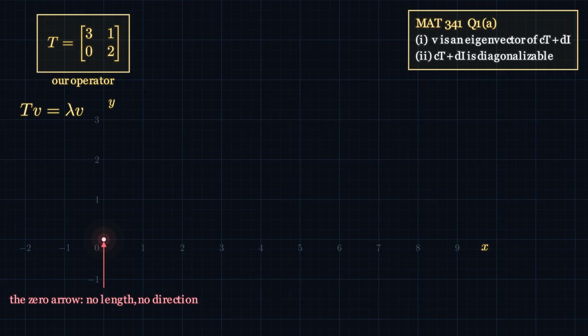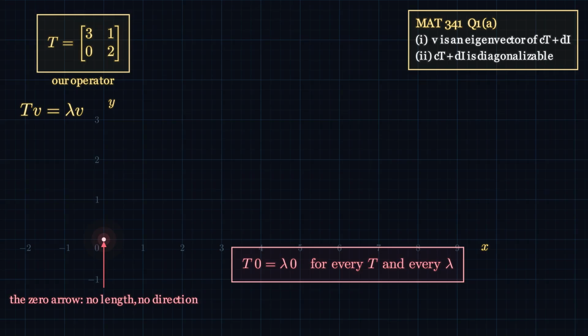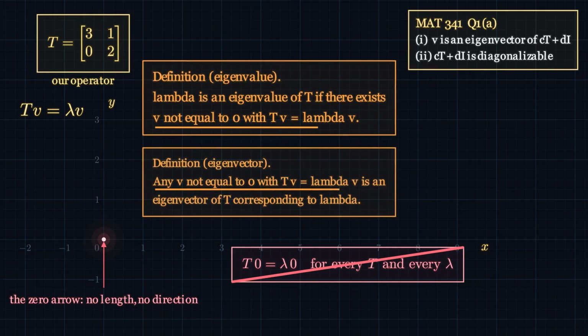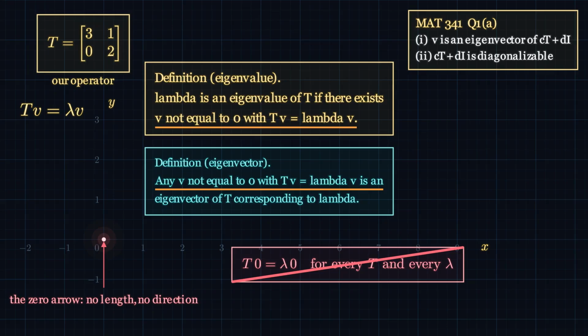The arrow must not be the 0 arrow, the arrow of length 0 that goes nowhere. Here is why. Feed the 0 arrow into any operator whatsoever. Out comes the 0 arrow. And the 0 arrow times any number is also the 0 arrow. So the 0 arrow satisfies our equation for every operator and every number at once. It would make every number an eigenvalue of everything, and the definition would tell us nothing. We ban the 0 arrow so that an eigenvalue remains a rare, meaningful property of the operator.